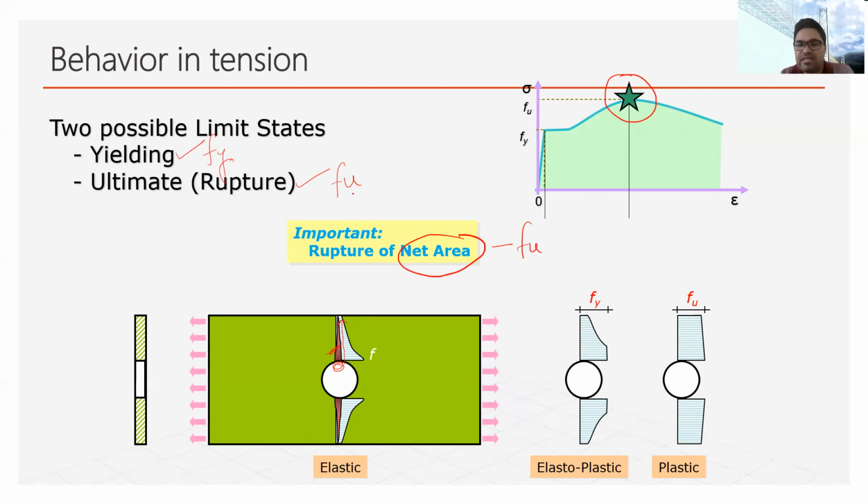So whenever we are calculating the strength in rupture, or the strength of a plate having holes, we will consider the Fu value. In case we are calculating the strength of the gross sectional area which has no holes, no deduction of the cross-sectional area, in that case we will use the Fy value because of the stress distribution pattern. In case of gross yielding, it is uniform. In case of net section, it is non-uniform.